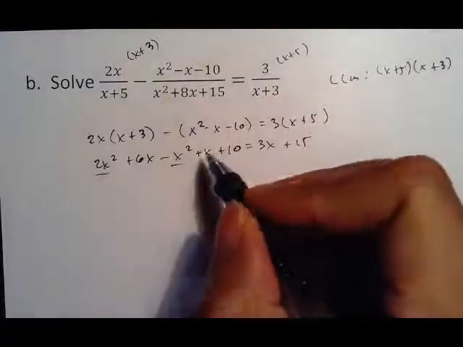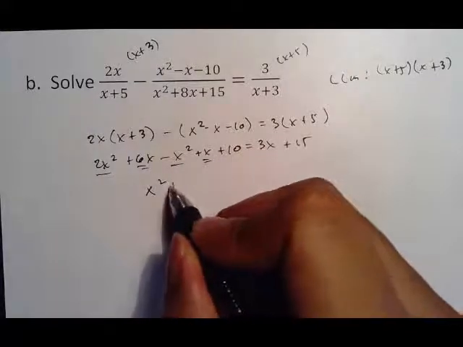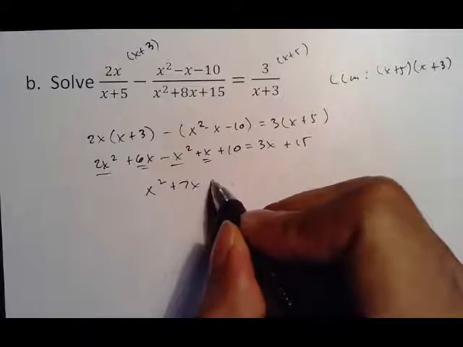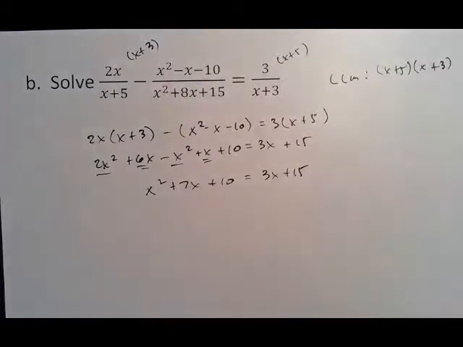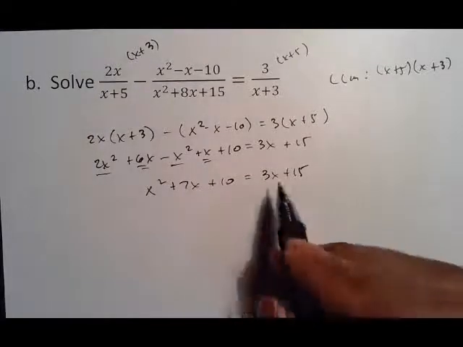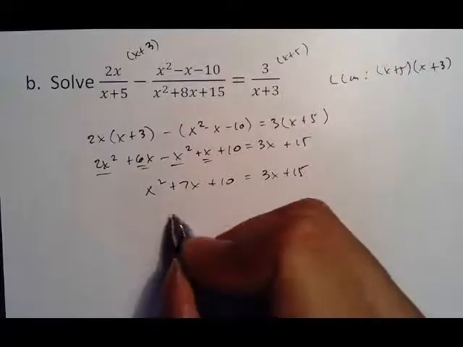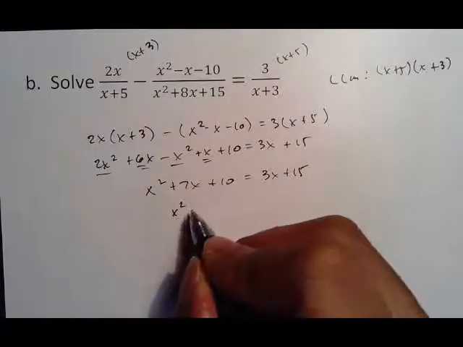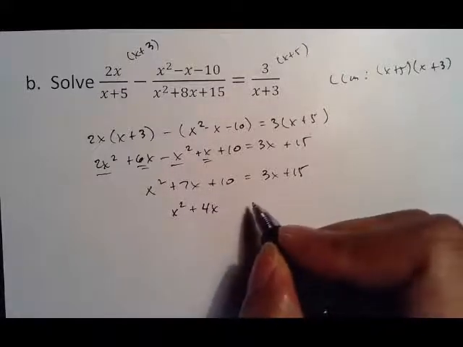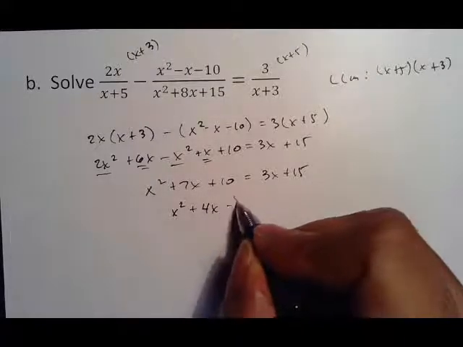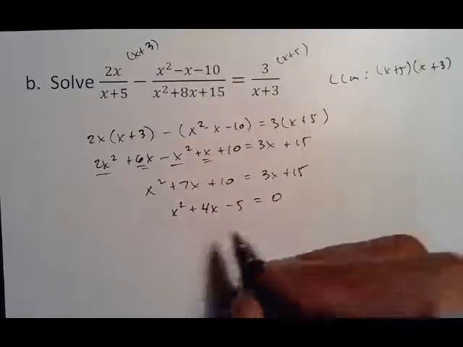Combining your terms now, x squared plus 7x plus 10 equals 3x plus 15. And continuing on, moving this over here, you get x squared plus 4x minus 5 equals 0, which is what we want.